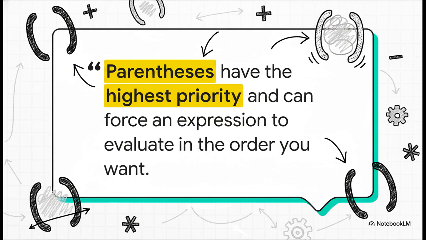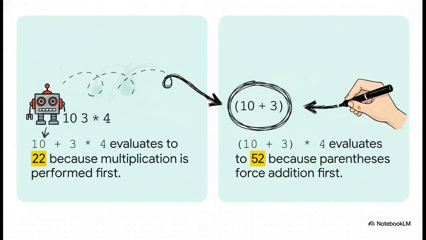But what if you actually wanted the answer to be 52? Well, the rulebook gives you a way to take back the power. Because as this quote says, parentheses have the highest priority. You can use them to force Python to do things in the exact order you want. And this side-by-side shows it perfectly. On the left, no parentheses, so Python follows its default rules and we get 22. But on the right, by wrapping 10 plus 3 in parentheses, we're telling Python, hey, do this part first. It has no choice, so it does 10 plus 3 to get 13, and then multiplies by 4. And there's our 52. You are officially in control.